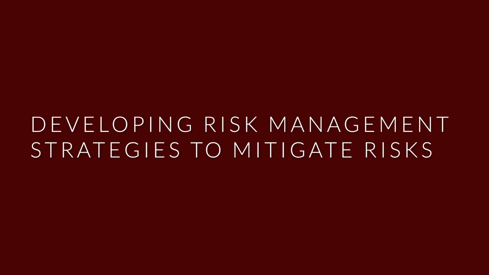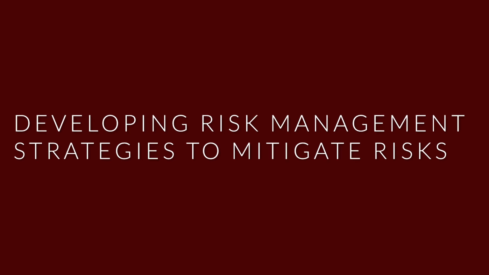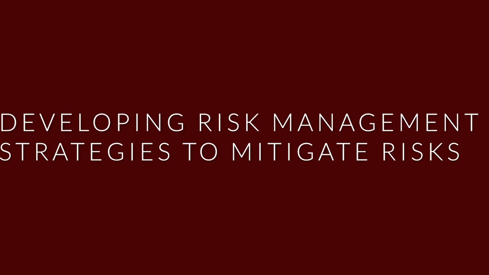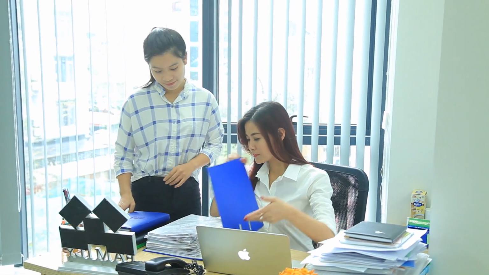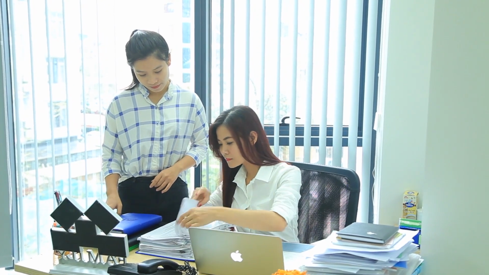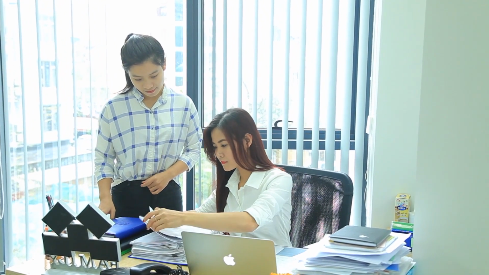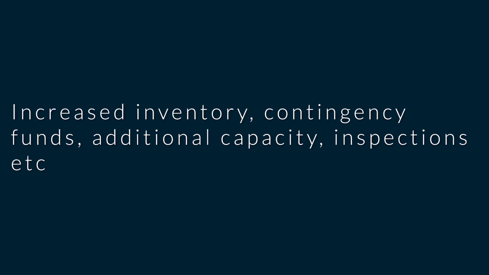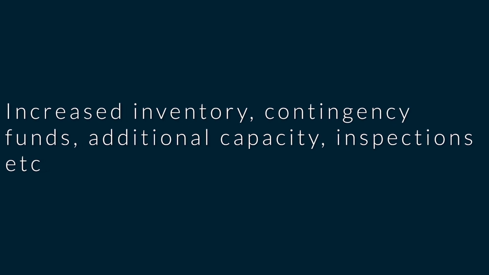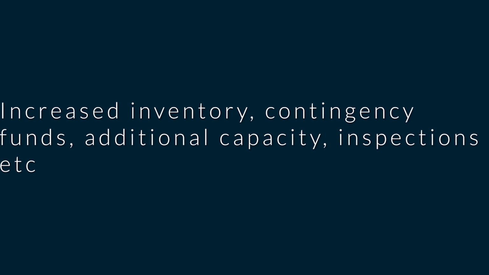And now let's talk about developing risk management strategies to mitigate risks. And the idea is simple. Once risk has been identified, scored, prioritized, the procurement department must develop risk mitigation strategies. And the risk mitigation strategies could be things like, in this case, increasing inventory, contingency funds, additional capacity, inspections, etc.